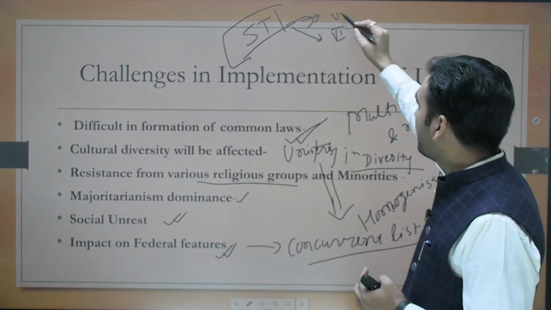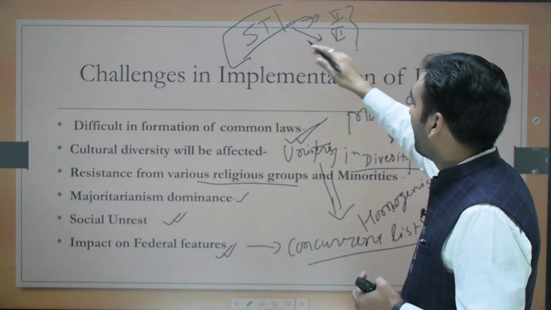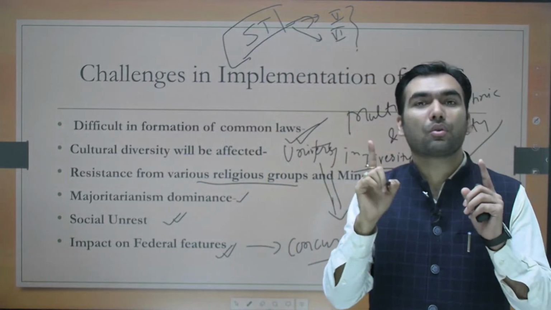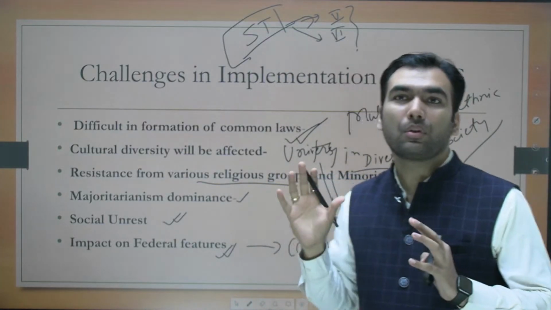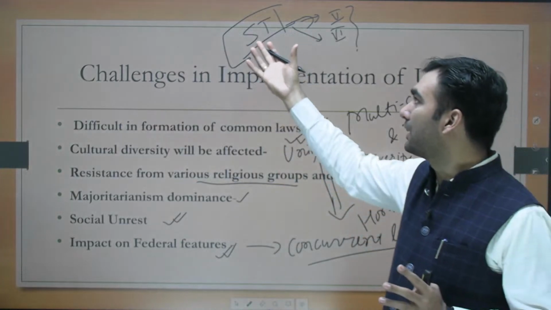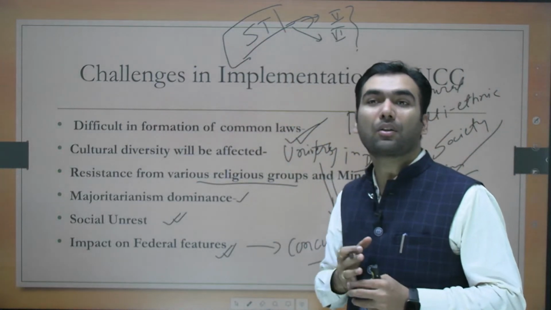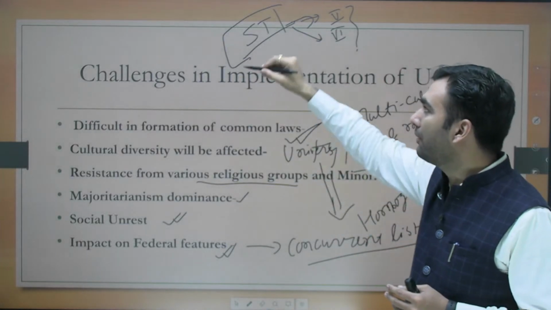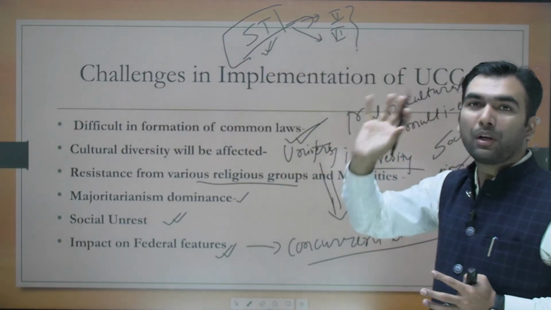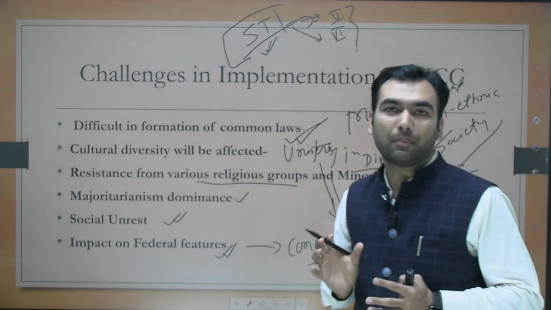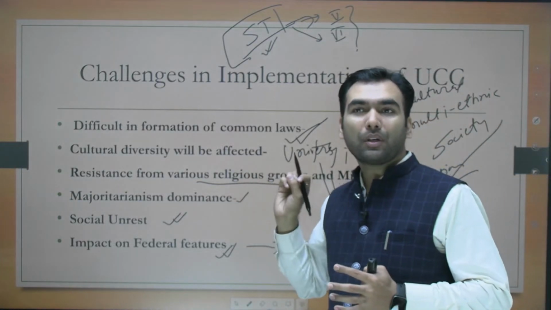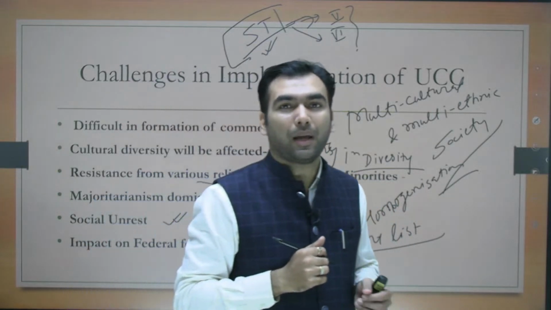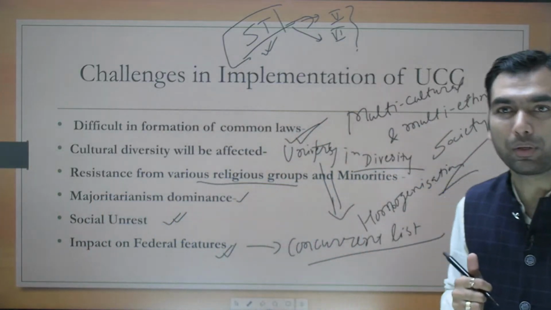So the autonomy that we have given to the scheduled tribe people would also be compromised through the uniform civil code. So these scheduled tribe people may not agree or may not be happy with our uniform civil code either. This is something which you must write. Do not only mention the minority community. The scheduled tribe community is also an important stakeholder which is going to be very unhappy with this uniform civil code.